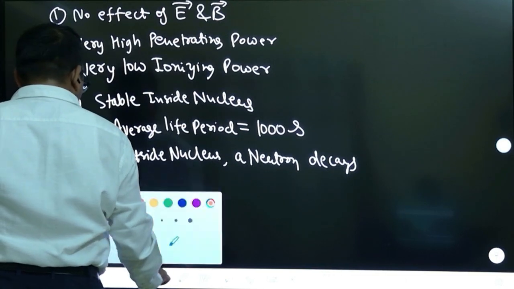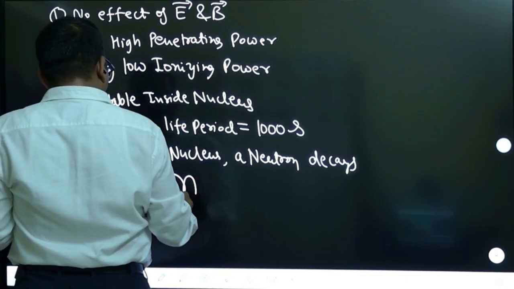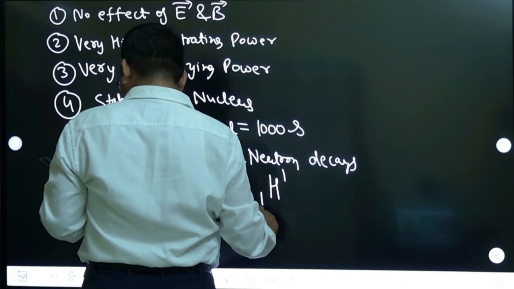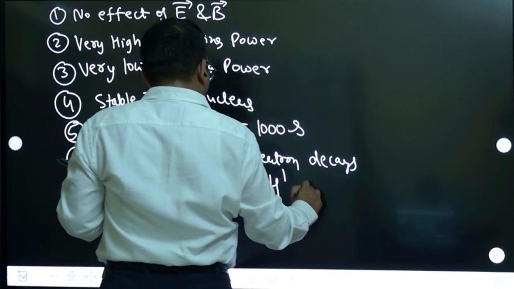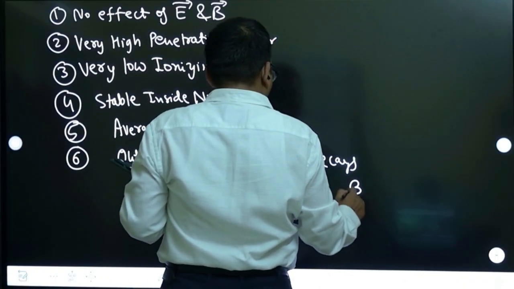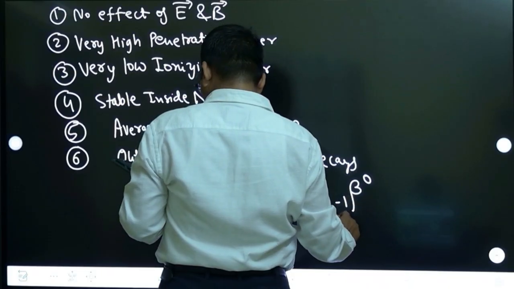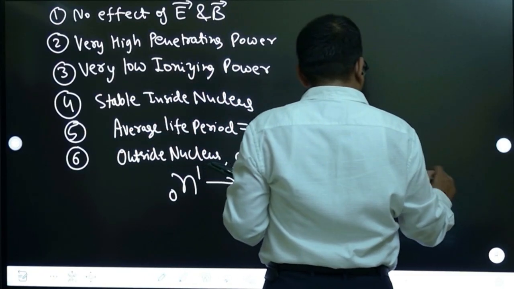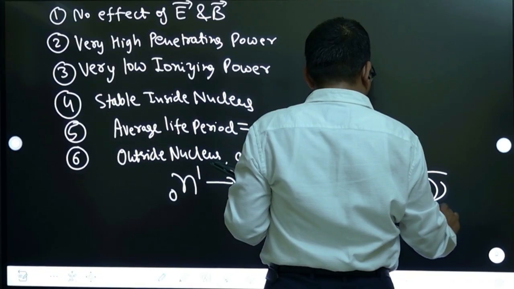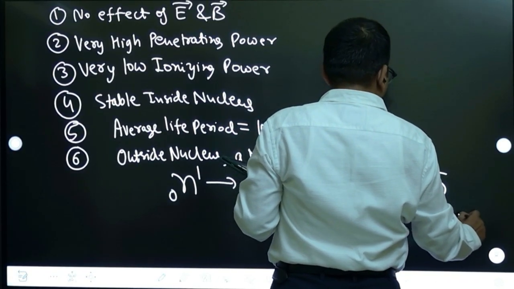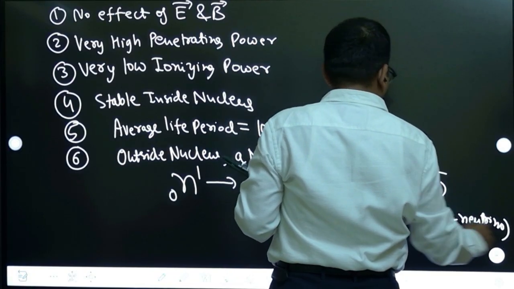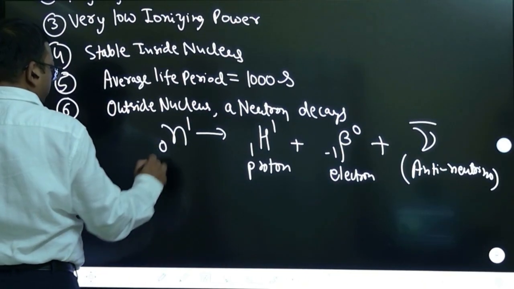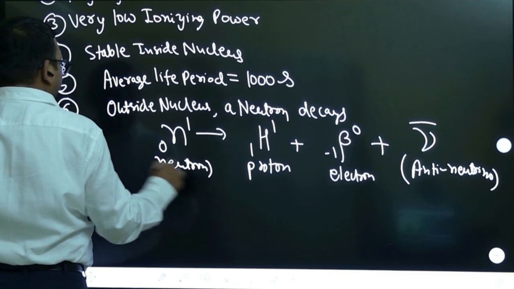How a neutron will decay, that is very interesting. So a neutron decays this way. It will become a proton. It will also become an electron, beta minus, and will also give an antineutrino. Very important reaction, in NCERT it is given. They may ask this. Outside nucleus, a neutron will decay. Neutron is not stable outside.